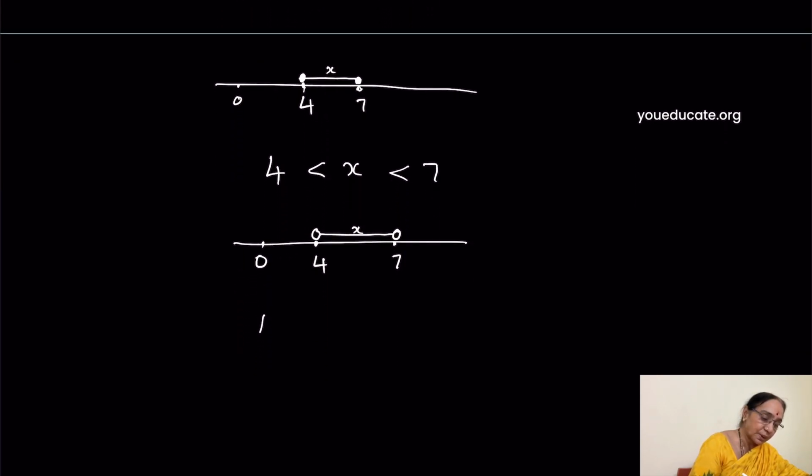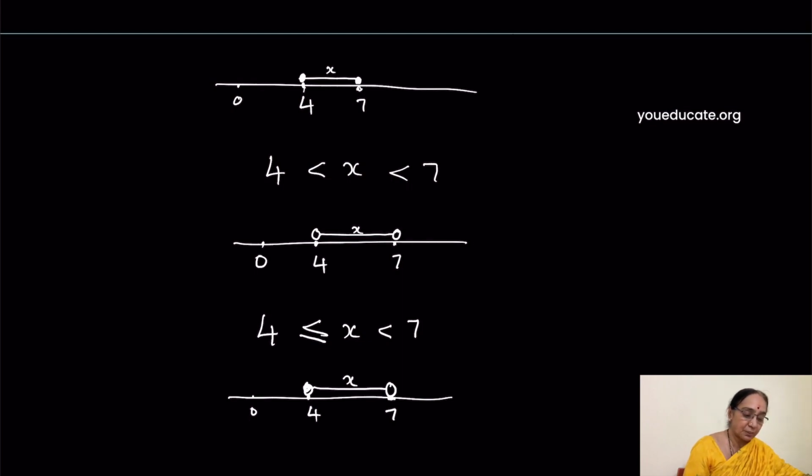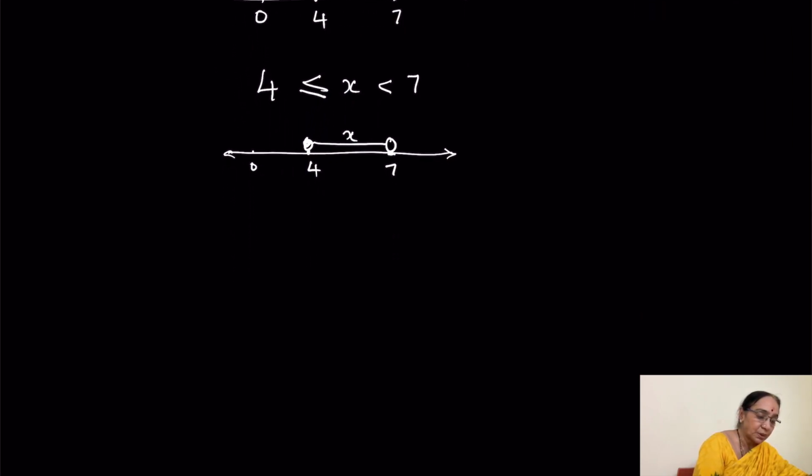In case 4 is included, 7 is not included, that is, x is greater than or equal to 4, but strictly less than 7. Then in that case, the circle above 4 is shaded, whereas the circle above 7 is not shaded. So this is how it is represented on the number line. So when the equal to sign is included, that circle is shaded. If it is not, it is left open circle. So be careful about that. Take care of the endpoints.